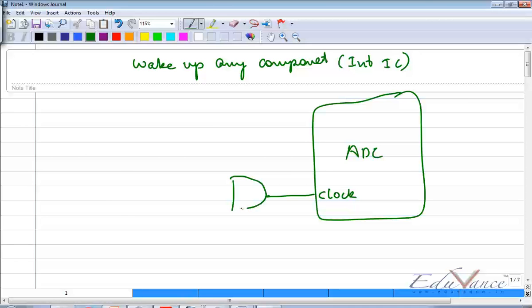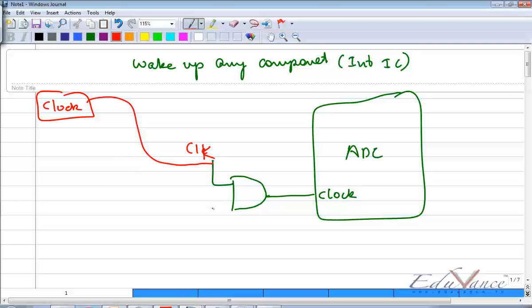So outside the clock terminal there is an AND gate with one terminal connected to the clock from your clock module. So this is your clock module, and the other is what we call a clock enable, such that if clock enable is 0, then whatever be the value of clock, the output is always 0, hence this ADC does not get clock.